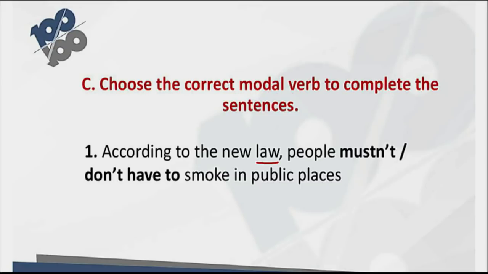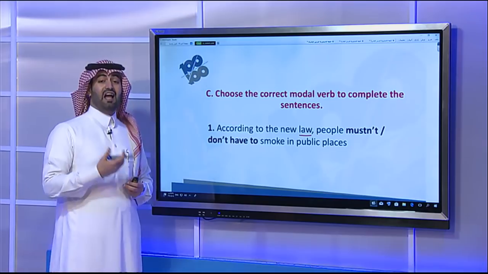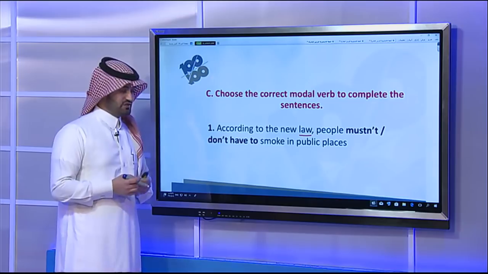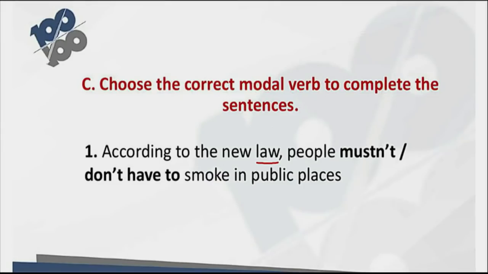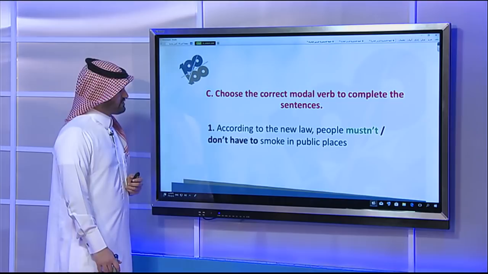When I say mustn't or must not, that means this thing is prohibited. محظور, ممنوع. When I say don't have to, here we are expressing the absence of obligation or the absence of necessity. So what do you think, dear students, is the correct option when I say, according to the new law, people mustn't or don't have to smoke in public places? So I should say mustn't, because they are not allowed by law. The correct answer should be mustn't. Okay. Now let's move to number two.